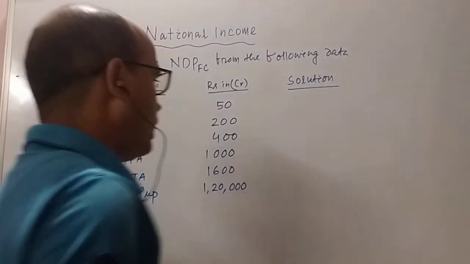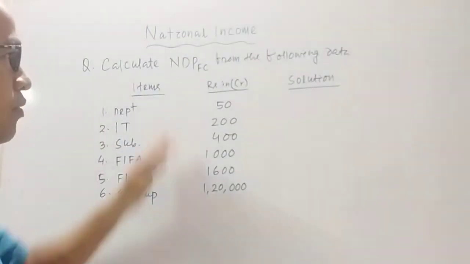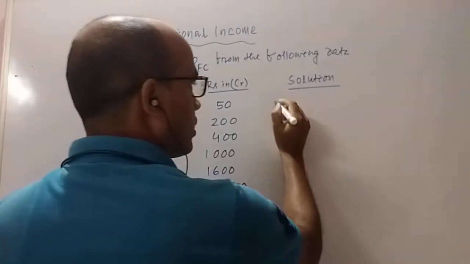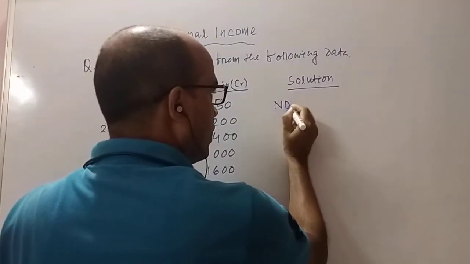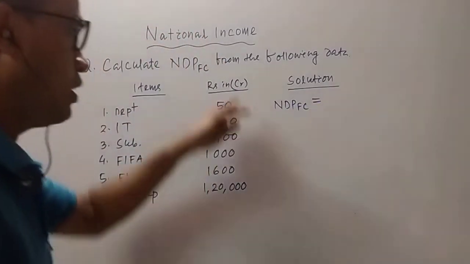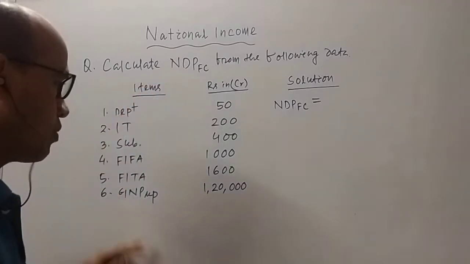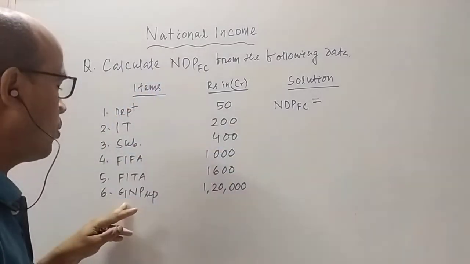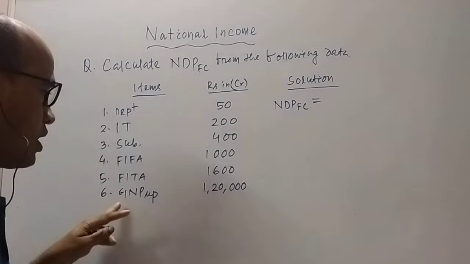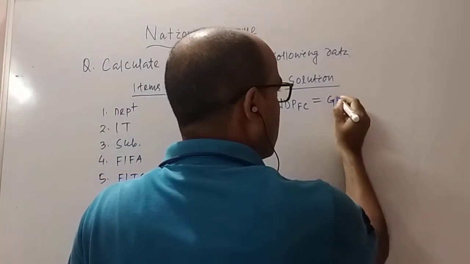Dear students, from this question they want to calculate NDPfc. So what do you do now? First you write NDPfc. Whenever you calculate this, they want to calculate NDPfc. For this, data is given. From where do you calculate? Now one term is given in that question, GNPmp. So what do you do? Now you write GNPmp.